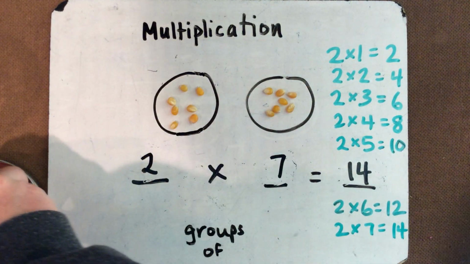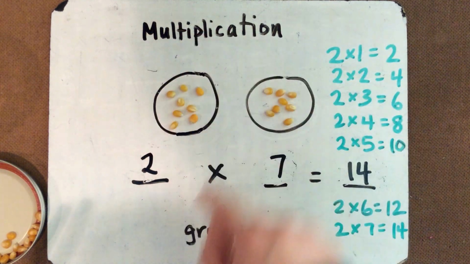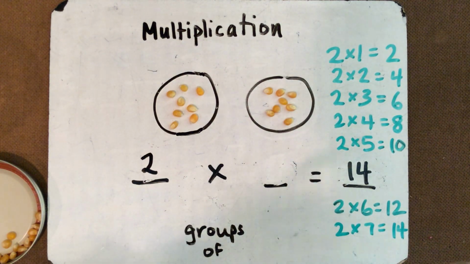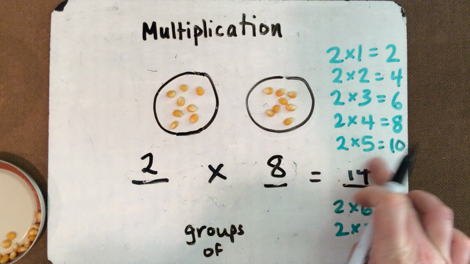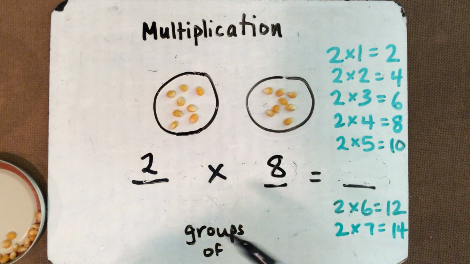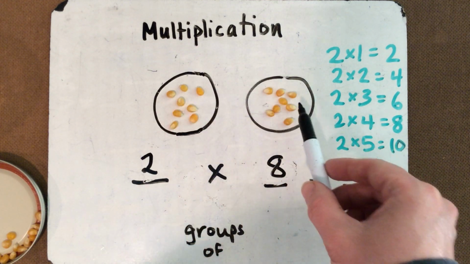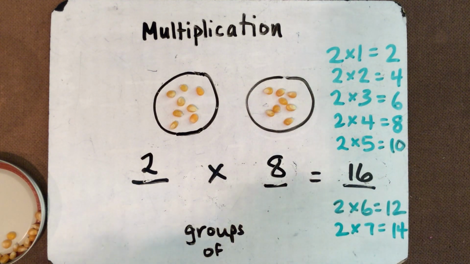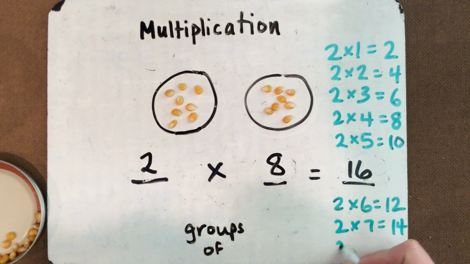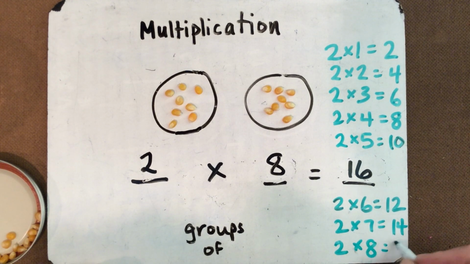Okay, let's keep going. So I'm adding one more to each circle. Now I have 2 groups of 8. So how many have I got all together? 2 groups of 8 equals 16. Did you get that before me? Again, if you know your doubles facts, you know your 2's times tables, because this is 8 plus 8. Or I can say, when I'm talking about equal groups, 2 times 8 equals 16.